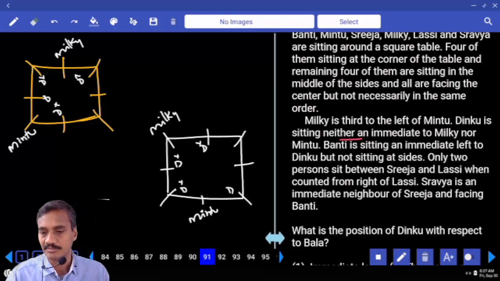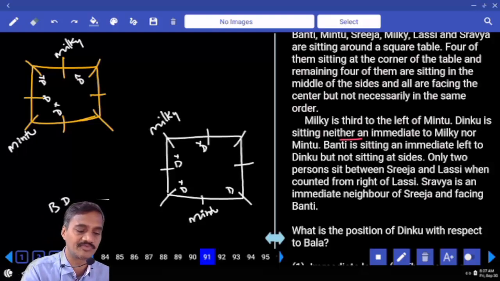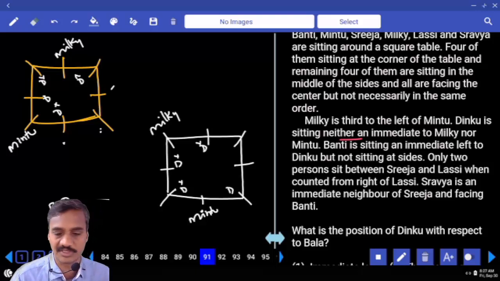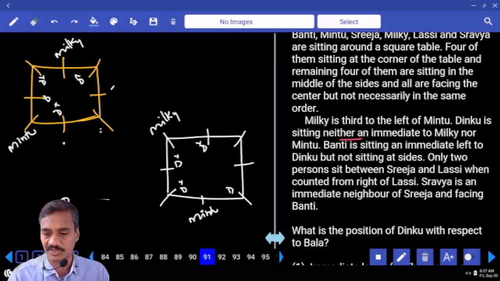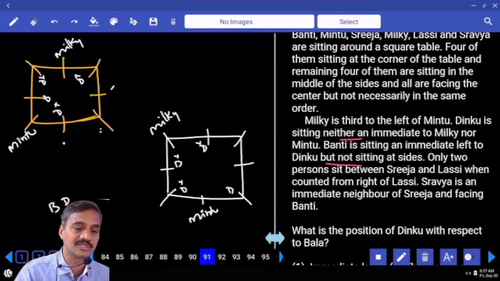And next one, Bunty is sitting to the immediate left of Dinku. Bunty is to the immediate left of Dinku. ఇక్కడ Dinku ఉంటే ఇక్కడ Bunty. ఇక్కడ Dinku ఉంటే ఇక్కడ Dinku. సరిపోయింది కదా? And again here also there are 2 possibilities. But not sitting at the sides. Now who is not? Bunty is not sitting at the side. And Bunty is not sitting at the side.